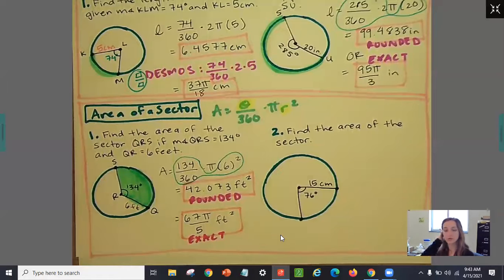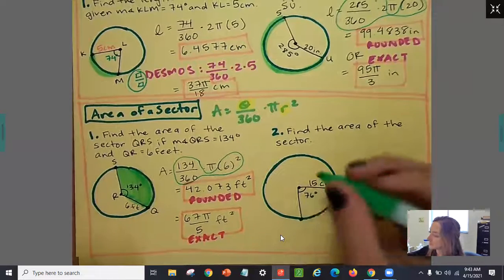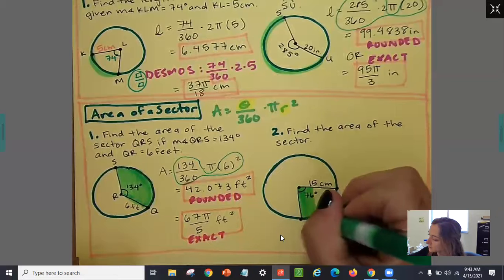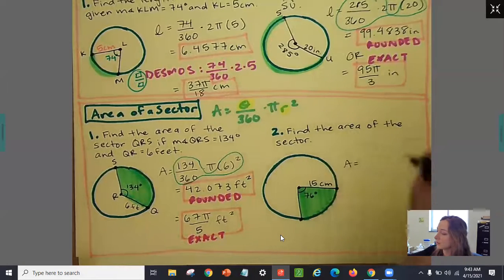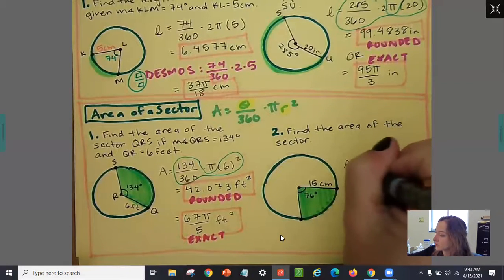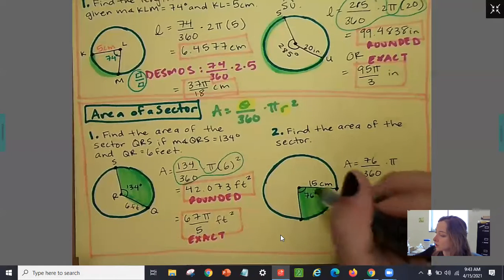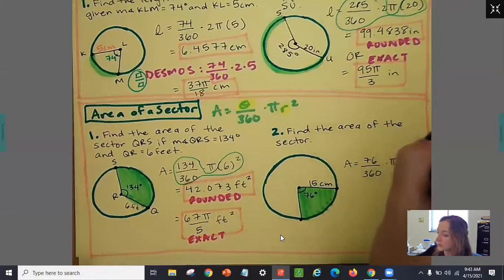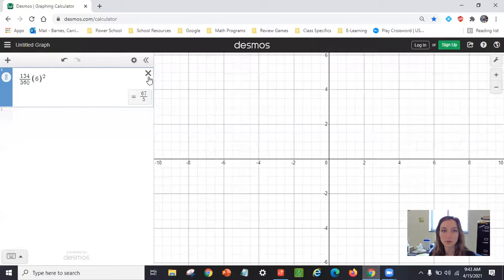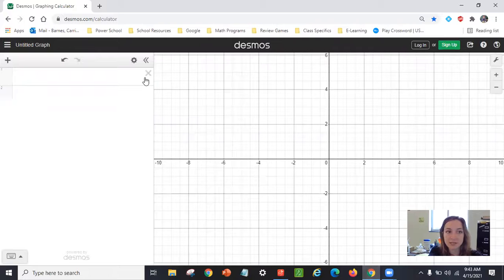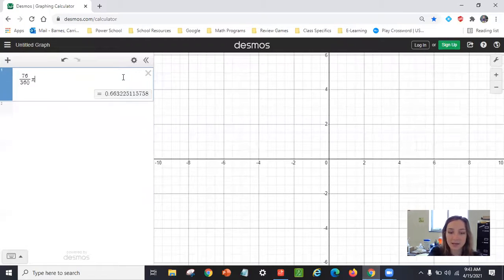Okay, let's move on to the second example. Find the area of the sector in this example. So here is my sector that I'm looking at. Okay, and it's given me the angle, it's also given me the radius. So let's say the area equals the angle, which is 76, divided by 360 times pi r squared, so 15 squared. All right, let's go type this in. We're first going to start with the rounded answer. So we're going to do 76 divided by 360 times pi, and then r squared. So it's going to be 15 squared.